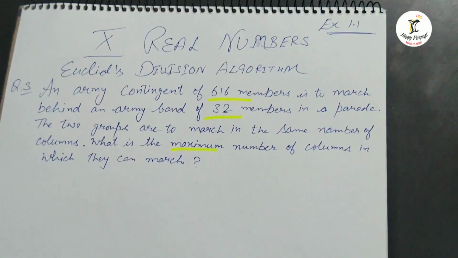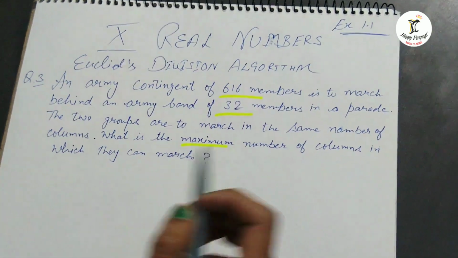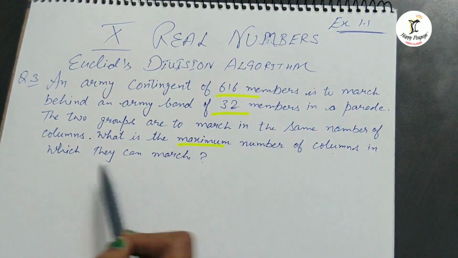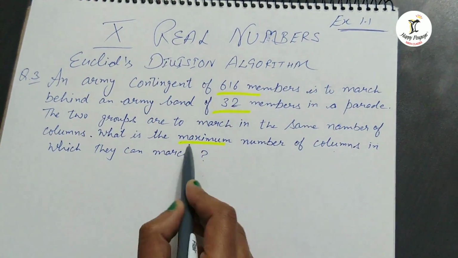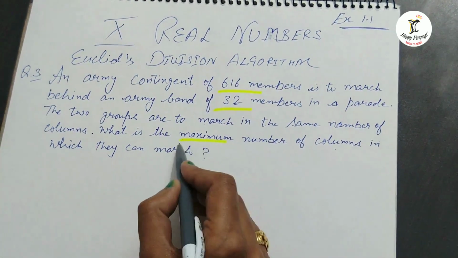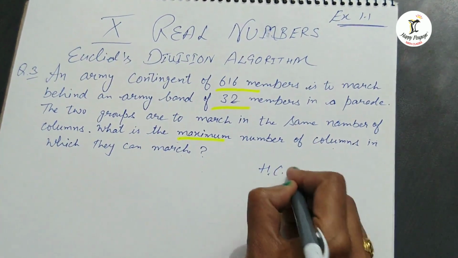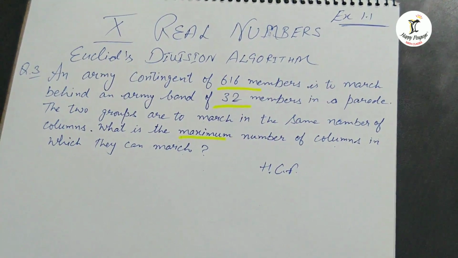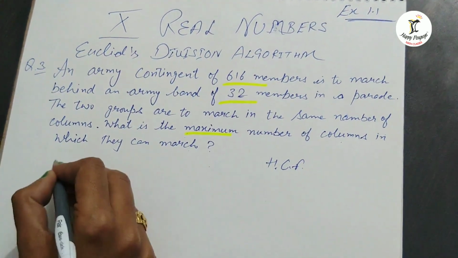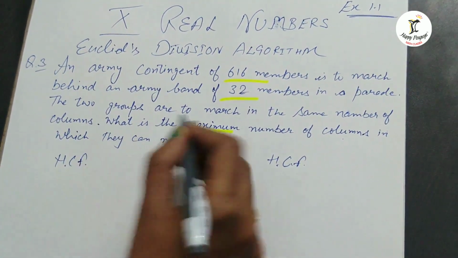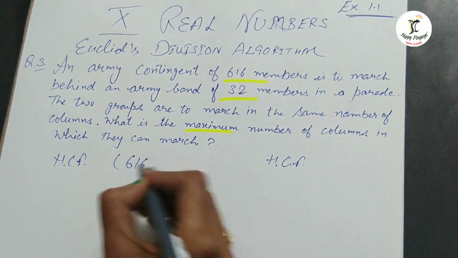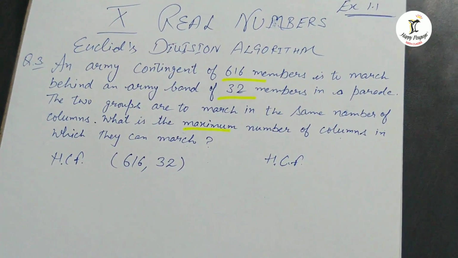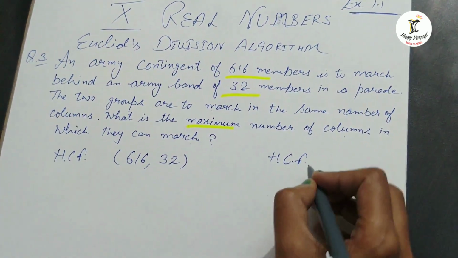Now, what is the question? The question is, we have to find the maximum number of columns in which they can march. Maximum here refers to HCF. HCF means highest common factor. It means once again we have to find the HCF of the numbers 616 and 32. Again proceeding with the same steps.